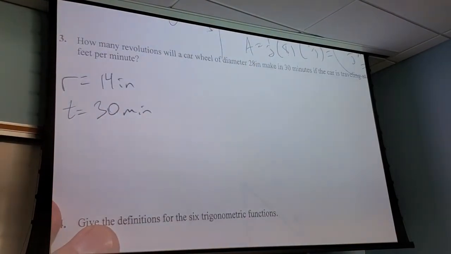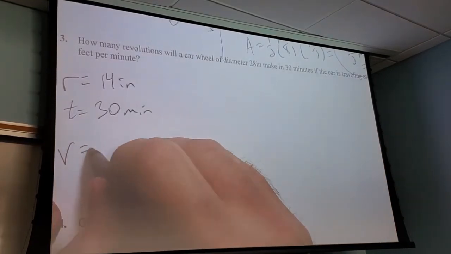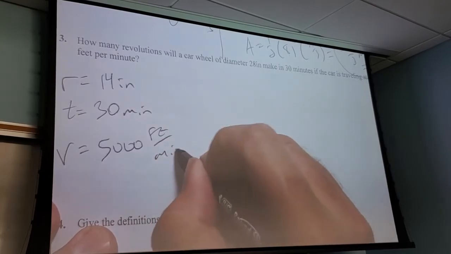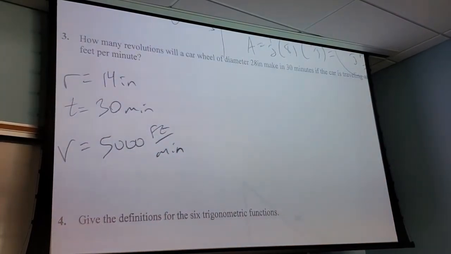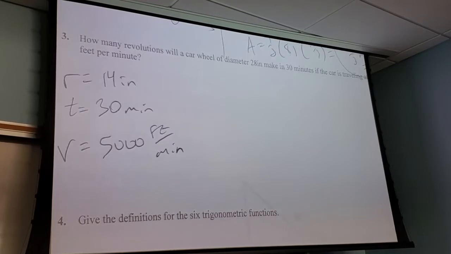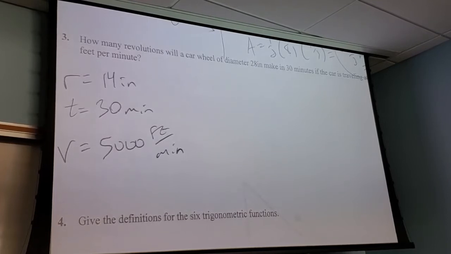What else did they tell me? Linear velocity? Good. Linear velocity is 5,000 feet per minute. So do you see a problem already? Do the times match? Minutes, minutes, yes. Do the lengths match? No. So, do you want to make 5,000 feet into inches, or do you want to make 14 inches into feet? It really is up to you. You just need them to be the same.